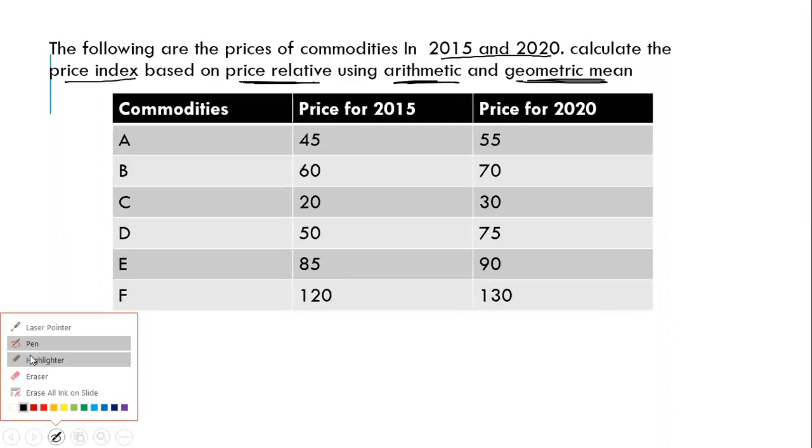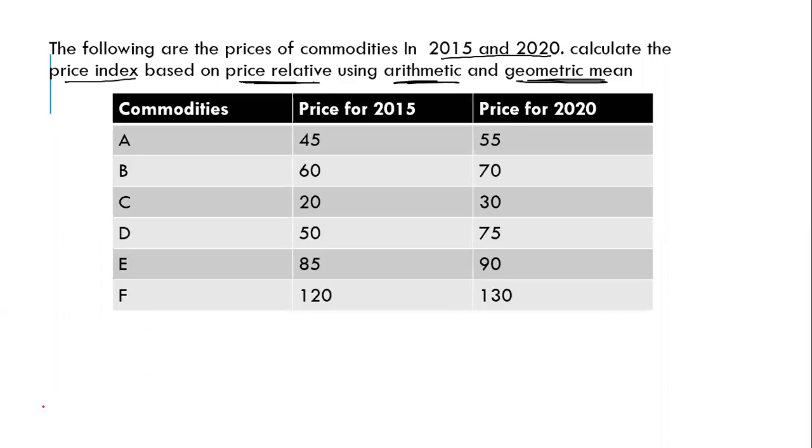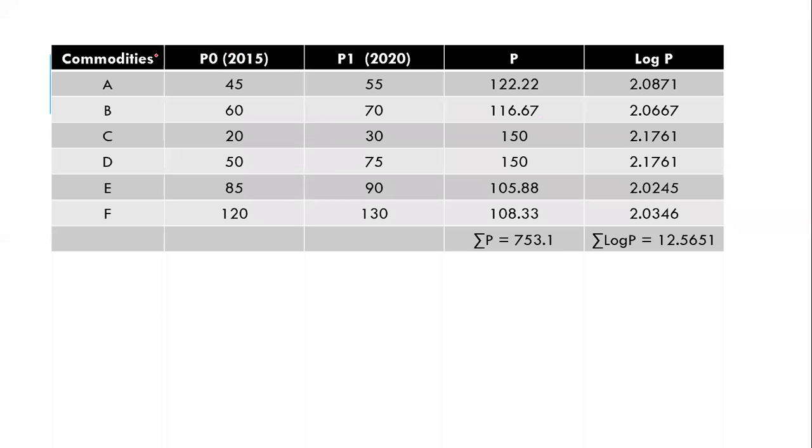Now price for 2015 is what? Price for 2015 is the price of the base year, and price for 2020 will be the price of the current year. Now we have to take all this information: commodities, price of the base and the current. Okay. Now what is the first thing?